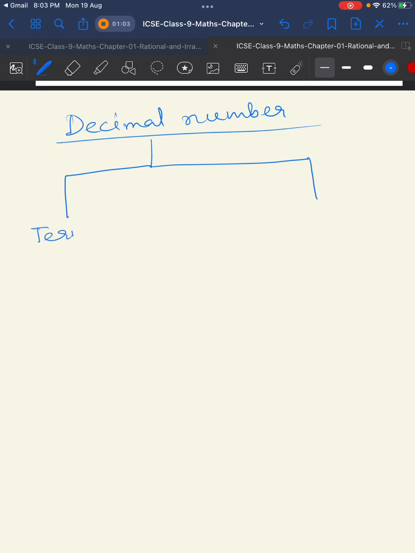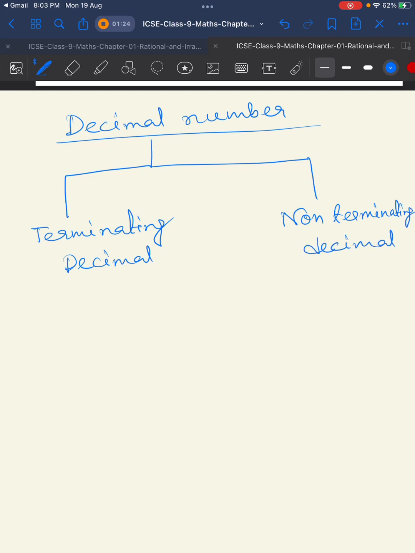So the first one is terminating decimal and the second one is non-terminating decimal. So first, what is a terminating decimal?